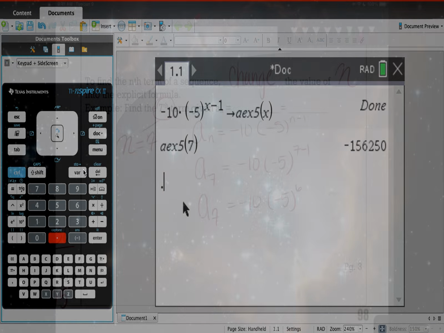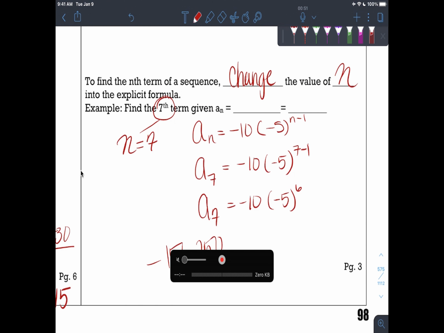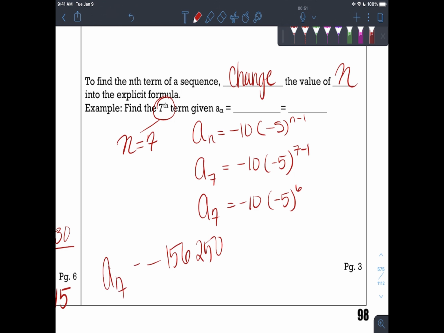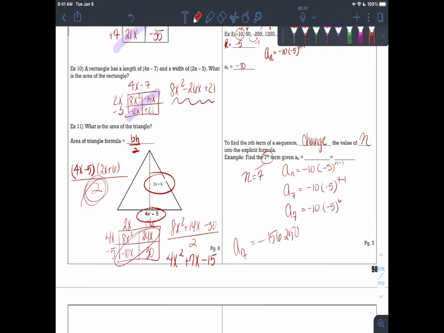All right, so let us head back over here. So there's my answer. I wrote it down. A sub 7 is equal to that. All right, let's take a look at our next one.